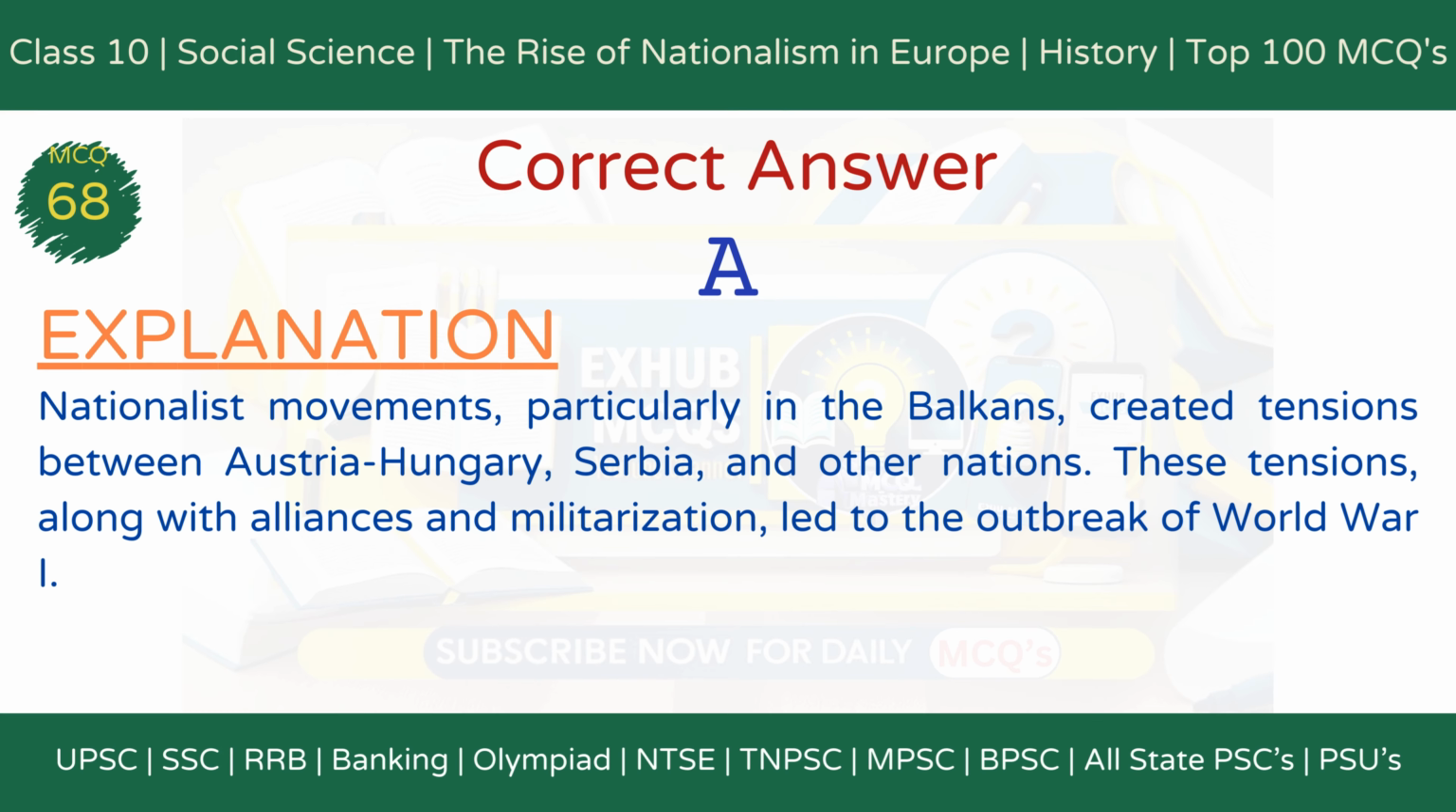The correct answer is Option A. They created rivalries and tensions among European powers. Explanation. Nationalist movements, particularly in the Balkans, created tensions between Austria-Hungary, Serbia, and other nations. These tensions, along with alliances and militarization, led to the outbreak of World War I.